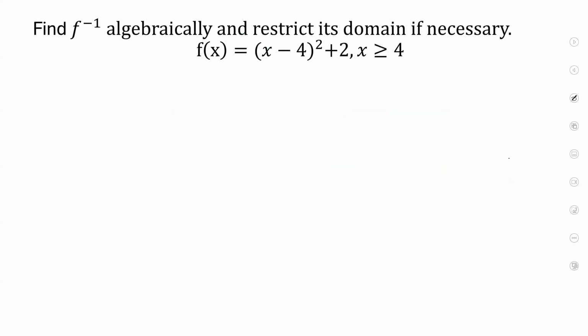You guys are doing this one. At the end, do I need to define the domain? No, because I need to define the domain when I'm going square root to a quadratic. That's the only time. Here you're starting with a quadratic, so you don't have to say anything about the domain.